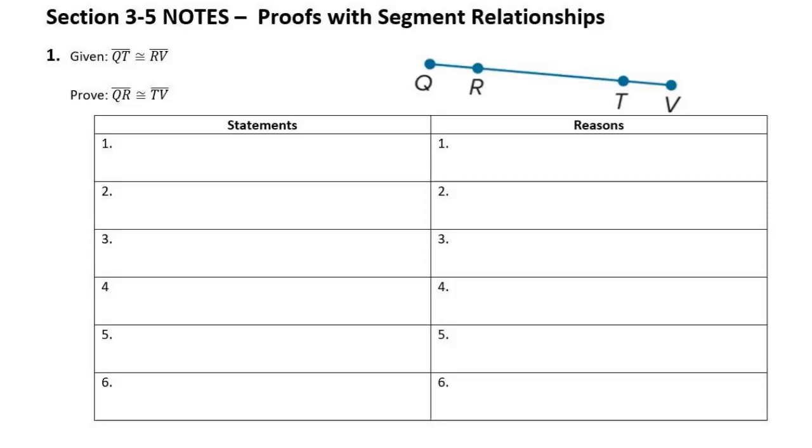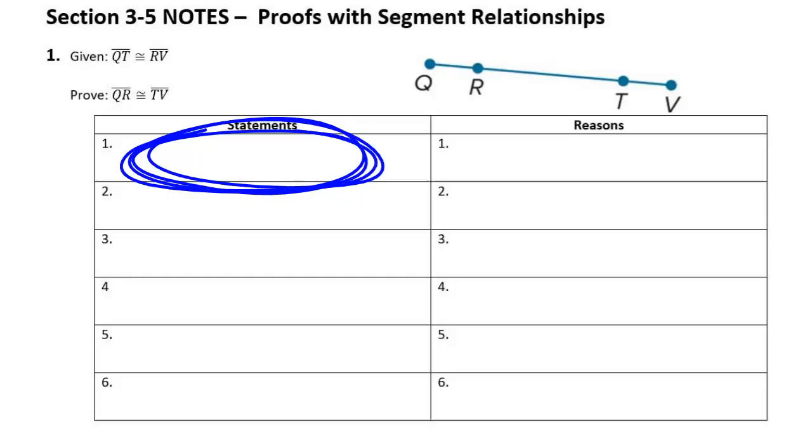All right, so proofs with segment relationships. There's a couple things that I can fill in before I have to start thinking too hard. What goes right here in the first statement box?